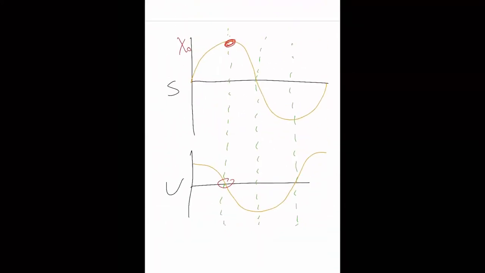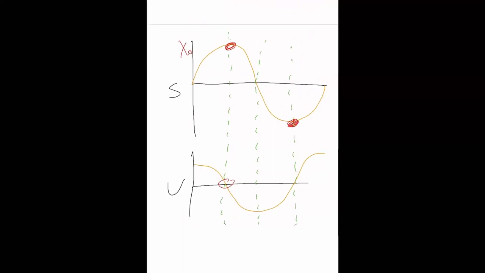So you can see that relationship there, and you'll see it again at this point over here. You'll see when it's at its minimum displacement, or maximum negative displacement, that the velocity is again 0. So the two graphs correspond. So there's a relationship between the displacement time graph and the velocity time graph.